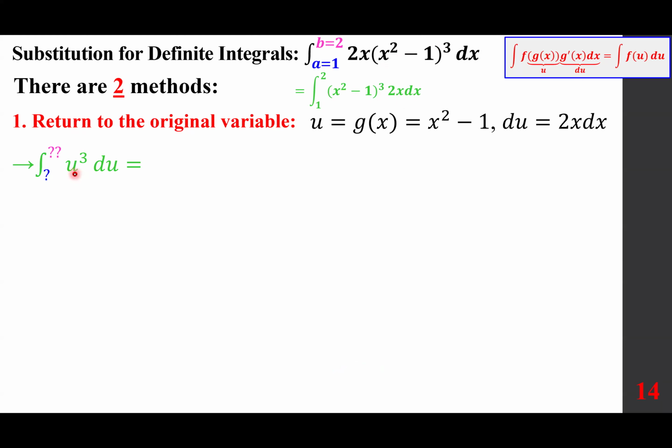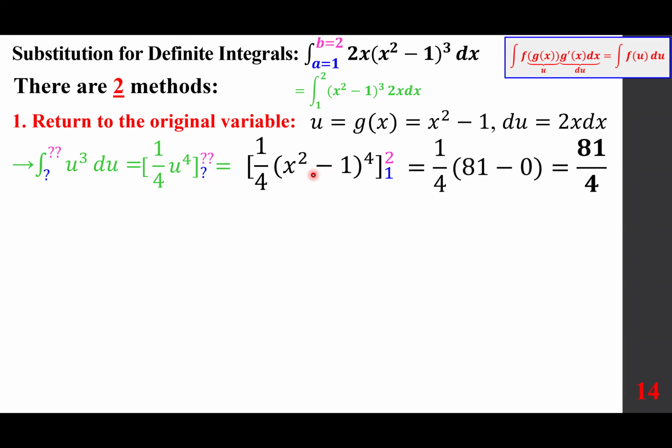So this, again, uses the power rule, so becomes 1/4 u to the power of 4. And again, notice in both cases, I'm not writing the limits because the limits over here do not pertain to the new variable u, they pertain to the old variable x. So I'm going to replace the u with g of x, which is x squared minus 1, and I can use the original limits 1 and 2. If I plug in 2, I get 4 minus 1 is 3, to the power of 4 is 81. If I plug in 1, I get 0. So I get 81 over 4 as the final answer.